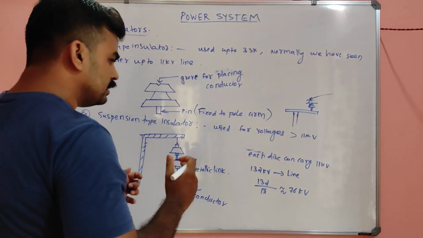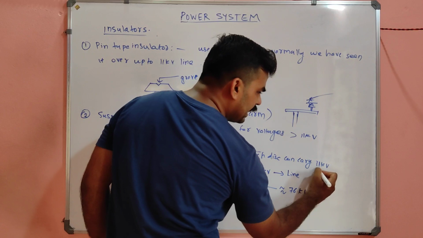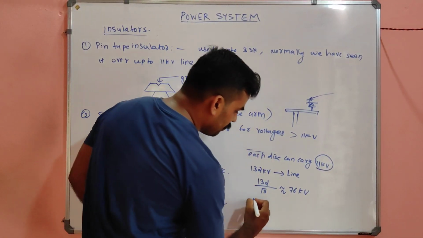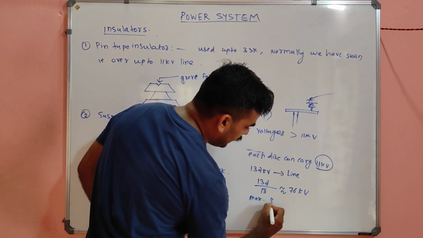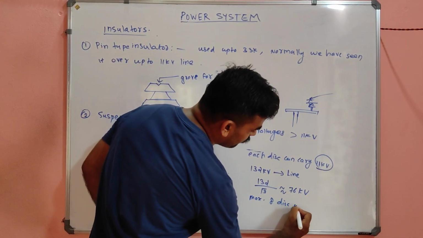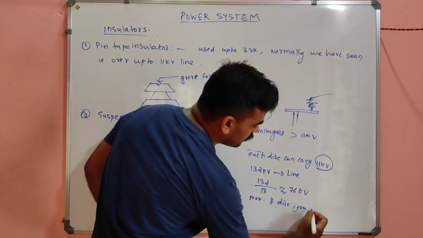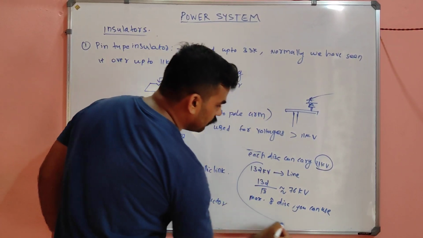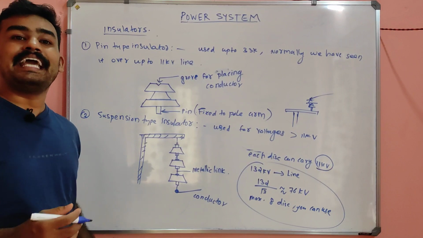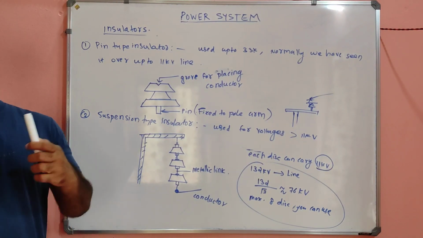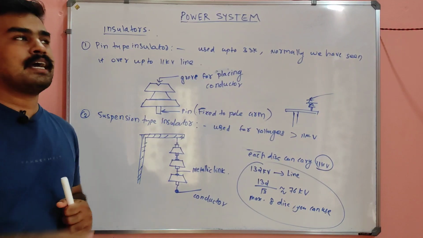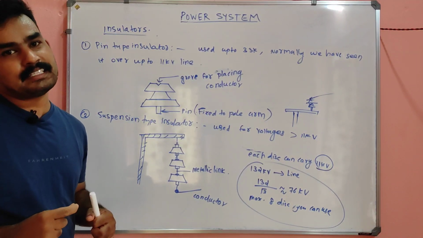Each disc can carry 11 kV, which means for 76 kV a maximum of 8 discs you can use. So for such a 132 kV line, there will be an 8 disc suspension type insulator. That is how we have to calculate how many discs are there in the suspension type insulator.